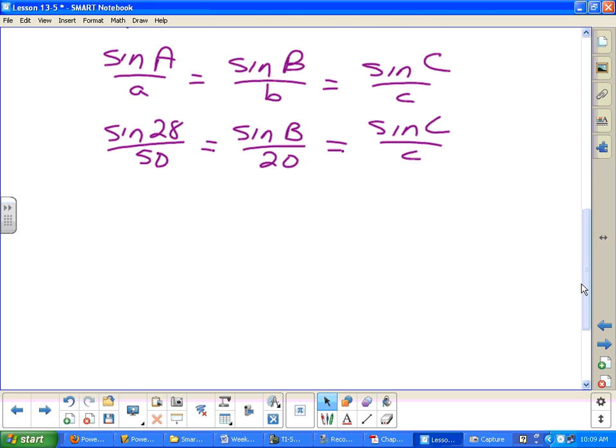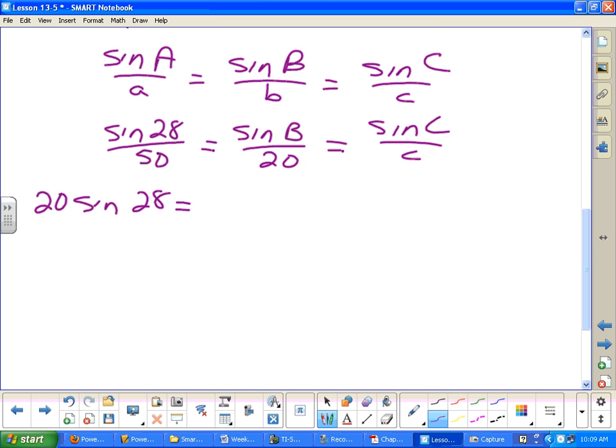So we'll take the one we know and we'll cross multiply. 20 times the sine of 28 is equal to 50 times the sine of B. I can't do anything with the C's yet, because I don't know anything about the C's.